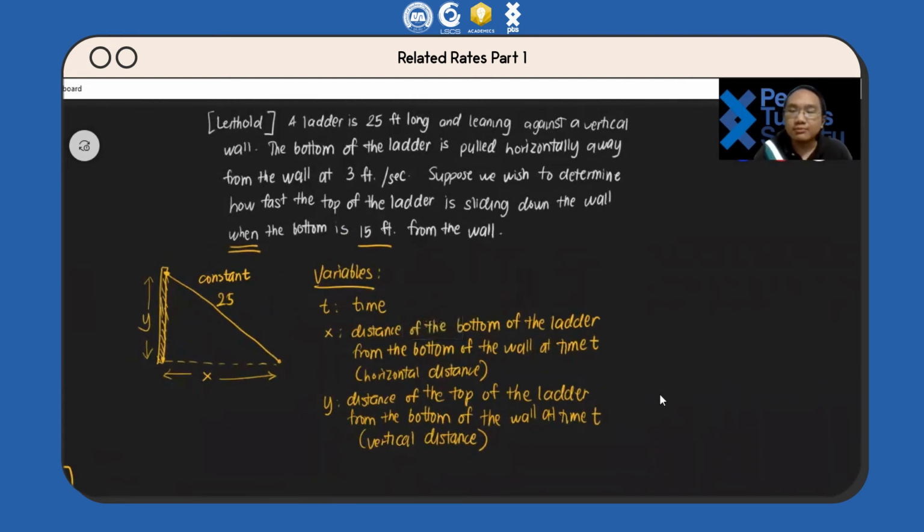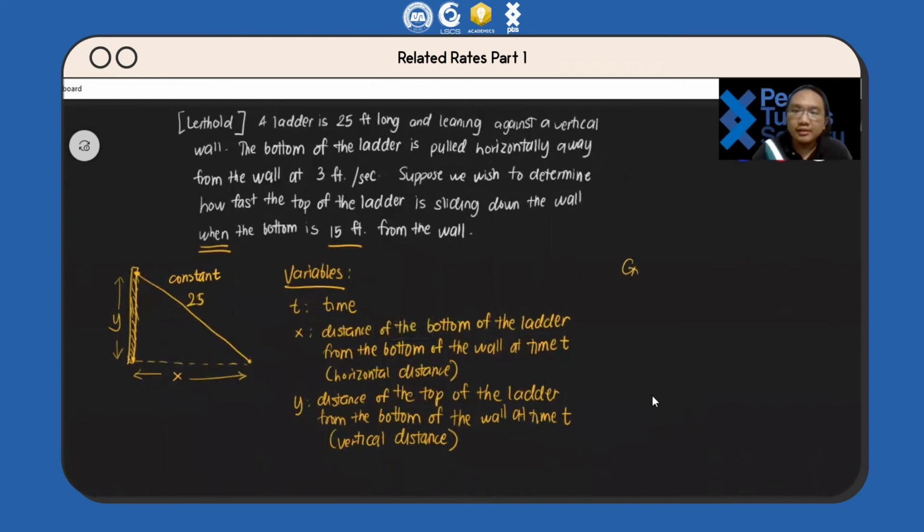We have our variables. What would be the next step? The next step would be to analyze what is given in this problem. So the 25 feet, yeah, we know it's 25 feet. Let's go for the more interesting ones. The bottom of the ladder is pulled away from the wall at 3 feet per second. Feet per second, it's a rate, it's a derivative. The bottom of the ladder is pulled horizontally away, so is that dx dt or dy dt? Yes, that's dx dt because it's the bottom of the ladder. The rate at which it is being pulled is 3 feet per second. So 3. Let's just omit the units for simplicity.